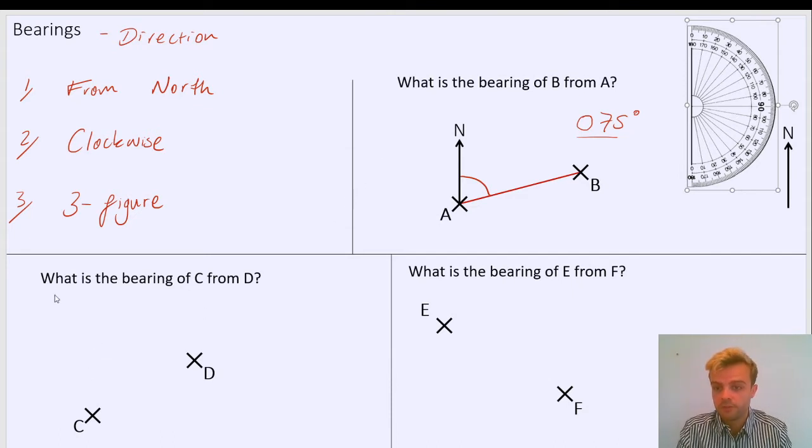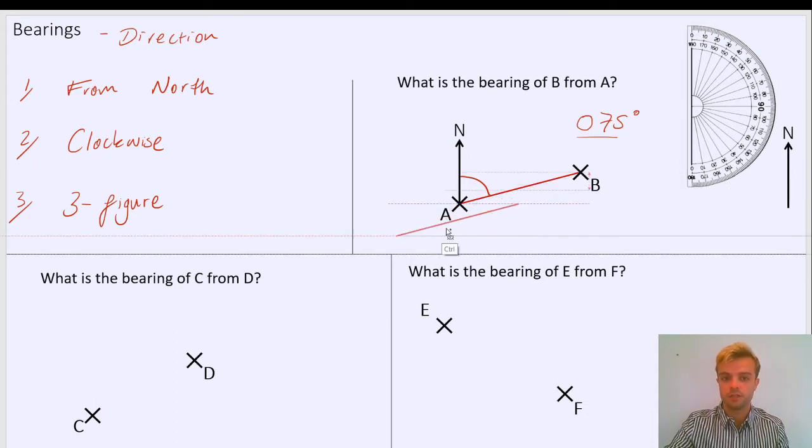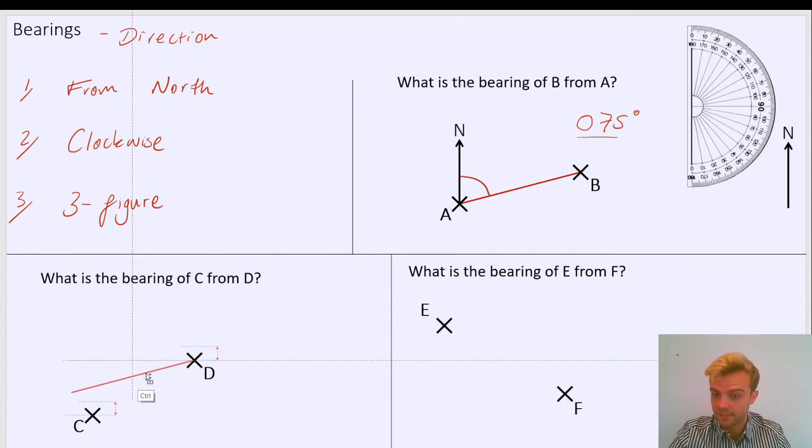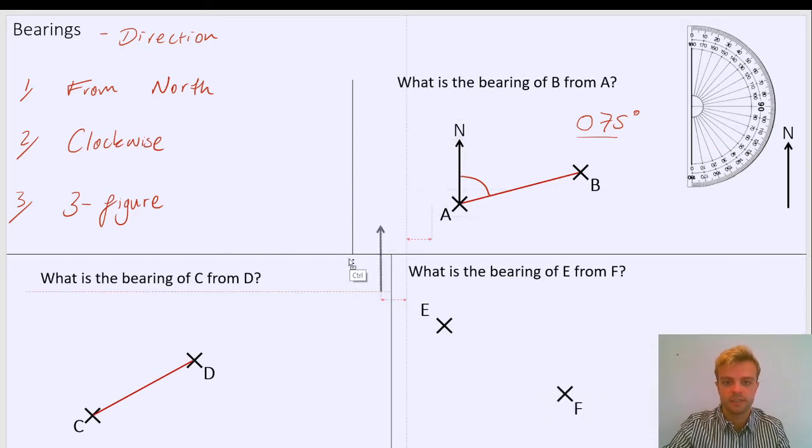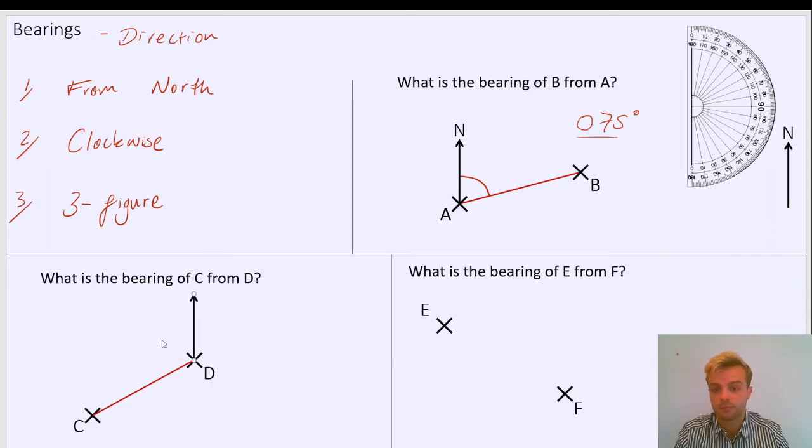Let's look at some other examples. This question down here, what is the bearing of C from D? So again, what we're going to do is draw a line that starts at D, because we're going from D. So it starts at D and goes to C. We're going to need another north line in, so I'll just take my north line and put it at my starting point here. And this time the angle that we're measuring comes around like this, because like we said before, it's always clockwise, so it comes around like this, clockwise from north.